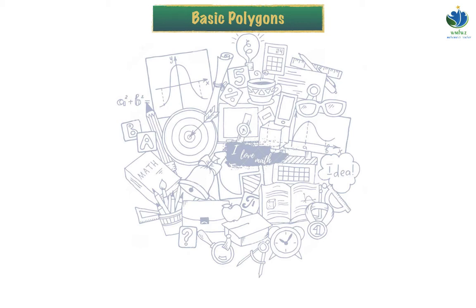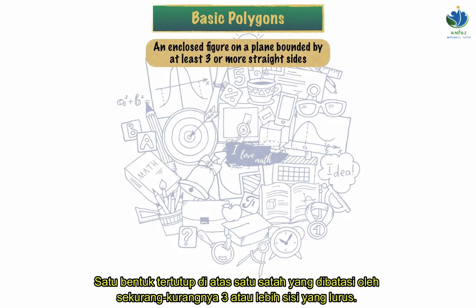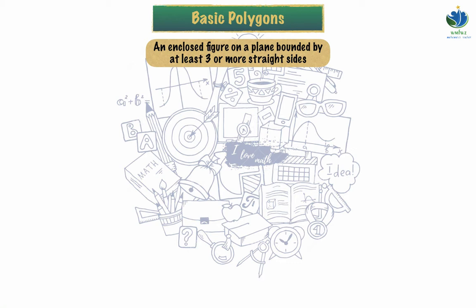So today in this video, I will teach you one of the topics in Form 1, Basic Polygons. So what is a basic polygon? It is an enclosed figure on a plane bounded by at least 3 or more straight sides. So here, if we say a polygon which has at least 3 sides, I will use the example of a triangle.